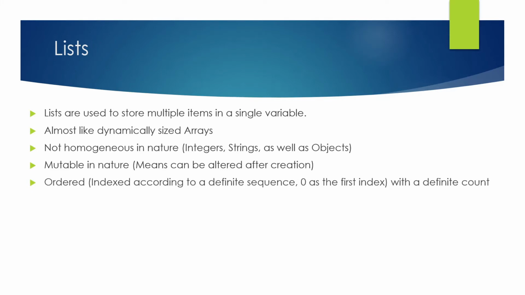Ordered. What do you mean by ordered? It means that items are indexed according to a definite sequence. It starts from 0 as the first index and goes up to the number of elements we have in the list, and it always has a definite count. You can use the len method to get the count, but we're going to talk about that in the future. You can also have a list within a list. You can declare a list, and inside that list as an element, you can declare another list.